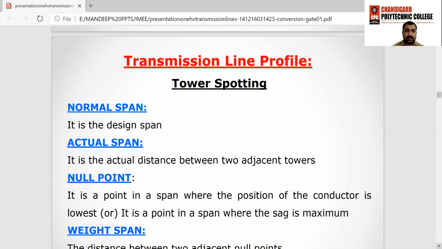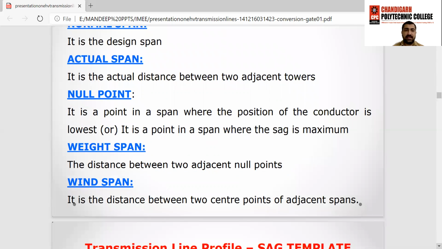The next is null point. It is a point in a span where the position of the conductor is lowest. It is a point in a span where the sag is maximum. Means in between two, the center point is called null point. Means where the sag due to weight of the conductor is maximum.